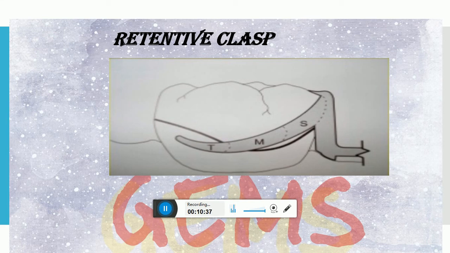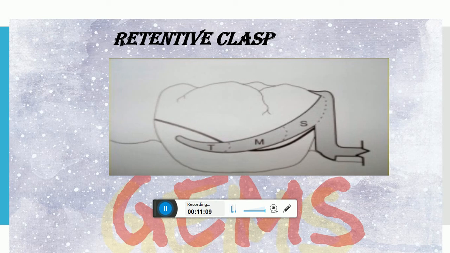And we have terminal third, middle third, and proximal third. Can you see in the diagram? The terminal third is flexible and should point towards the occlusal surface. It is the only component to lie cervical to the height of the contour to provide direct retention.